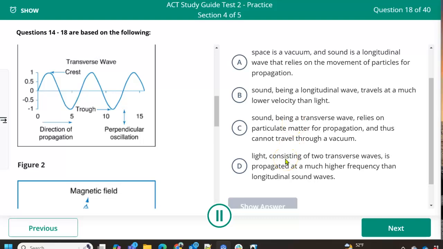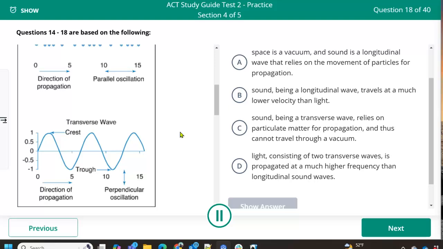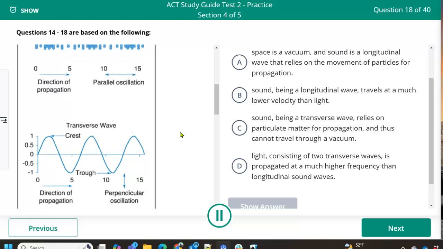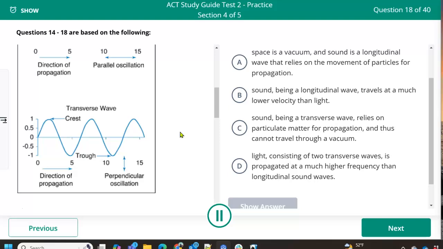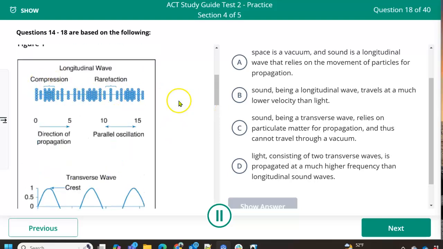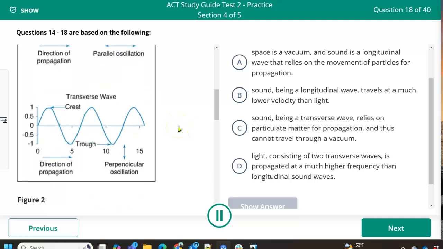B and D are pretty similar. Well, you know what? D actually doesn't even make sense. A frequency. I mean, a longitudinal wave doesn't have a frequency. A transverse wave would have a frequency. So I'm going to eliminate D.